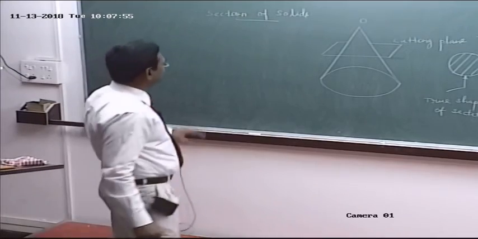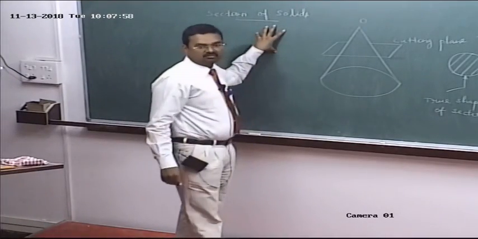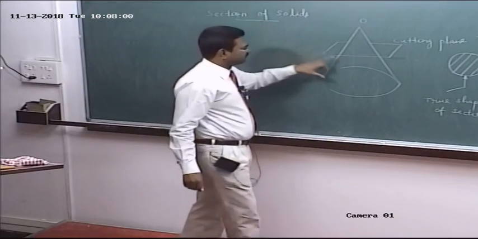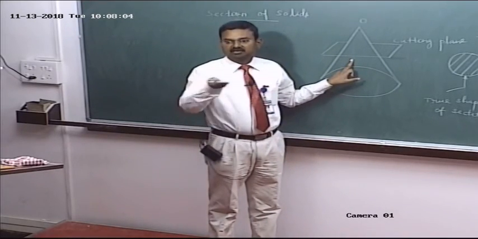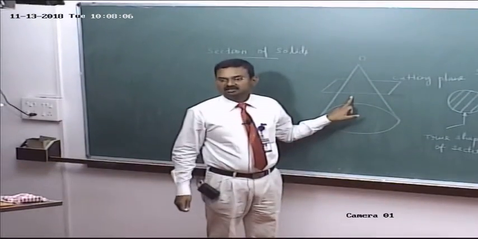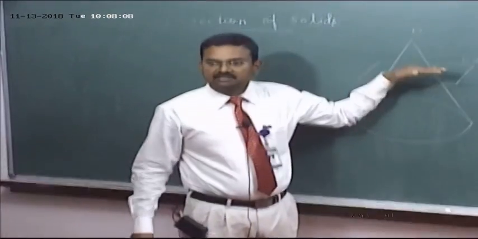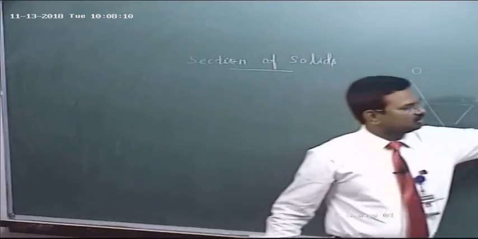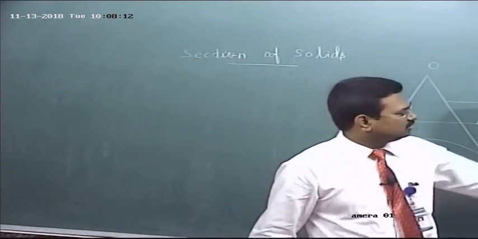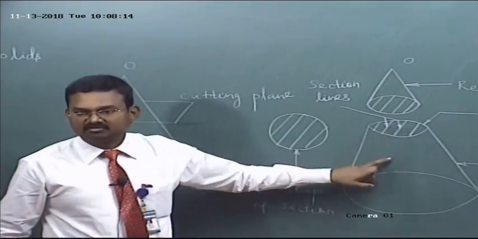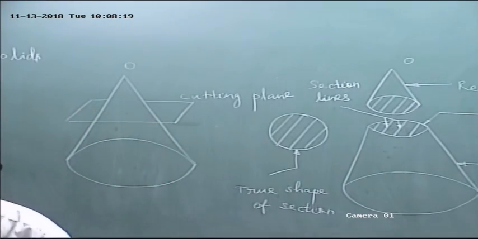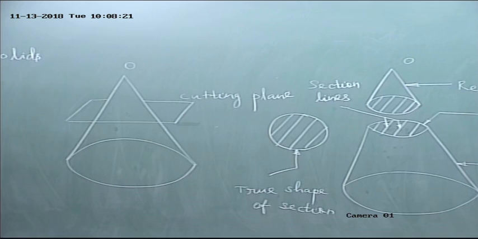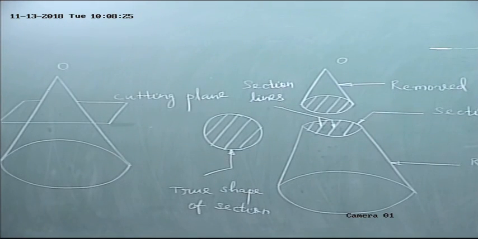So what do you mean by section of solid? To understand the term, consider a cone which is cut by a cutting plane which is parallel to the base. As a result of cutting, the portion between the cutting plane and the observer is assumed to be removed. Then the cut surface and its remaining portion is projected on VP and HP. So this is known as section of solid. Okay. So what is the use of section of solid in actual practical life?